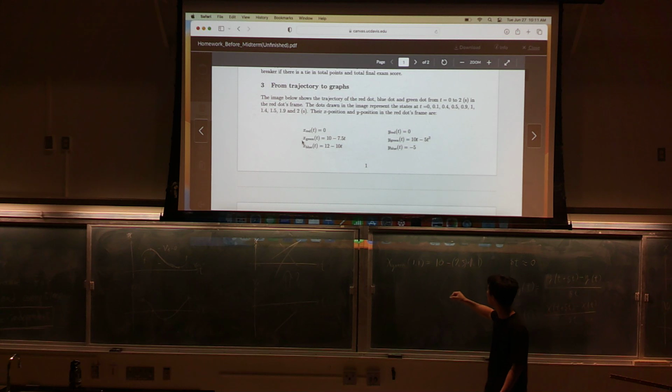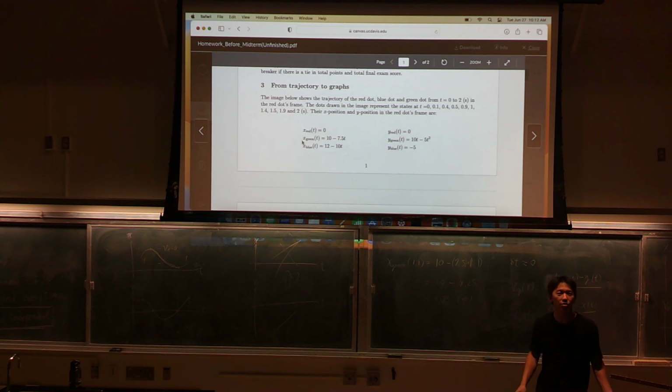If you have a calculator, you can do the calculation. It is 8.25. 10 minus that, so you can get that the x position of the green dot at 1.1 seconds is 1.75. I do not guarantee the correctness of this answer because I'm not using a calculator. You have a calculator at home, you can do whatever you want.